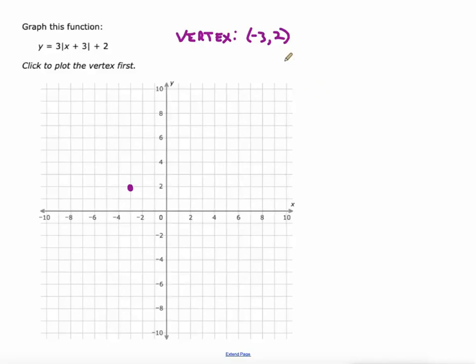Let's make a table of values. We're going to put the vertex right in the middle. And we'll pick a couple values to the left and a couple values to the right. And then we'll do some mental math. So how about negative 4? Let's put that in first. Negative 4 plus 3 is negative 1. The absolute value of that is 1. 1 times 3 is 3, and 3 plus 2 is 5. Negative 4, positive 5.